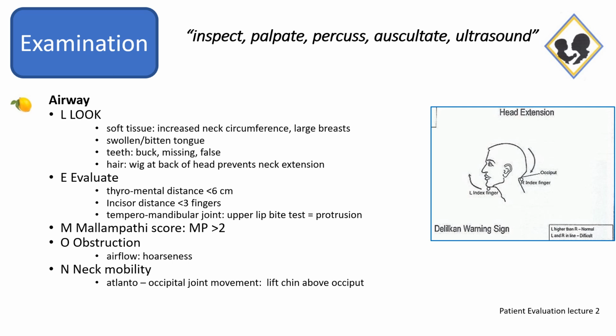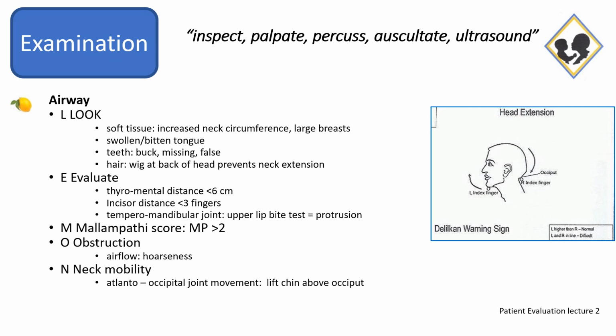Then thyromental distances, incisors, to enter the mouth, and the submandibular area, which is going to be very important. So testing of protrusion. Will the patient be able to move their mandible forwards as you lift on your laryngoscope blade? The Mallampati score, if there's obvious signs of a Mallampati 3 and 4, that's going to add to the difficulties.